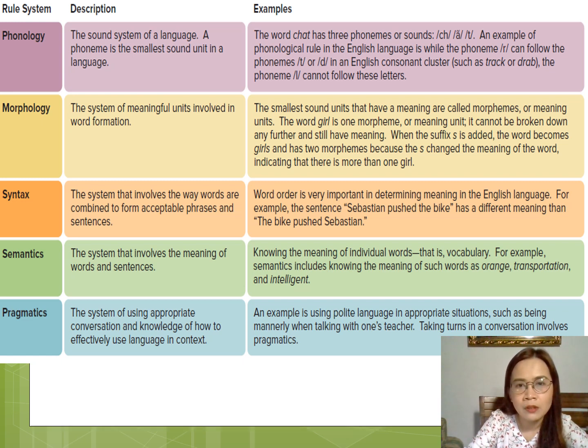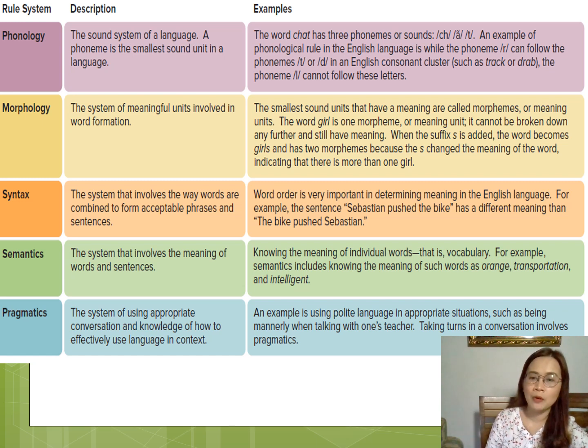An example of phonological rule in the English language is while the phoneme, no, can follow the phonemes t or d, in an English consonant cluster such as truck or drub, the phoneme cannot follow these letters. Di ba? Hindi pwedeng pluck or dlab. Di ba? Hindi po pwede. So, ganun siya. May rule sa language.